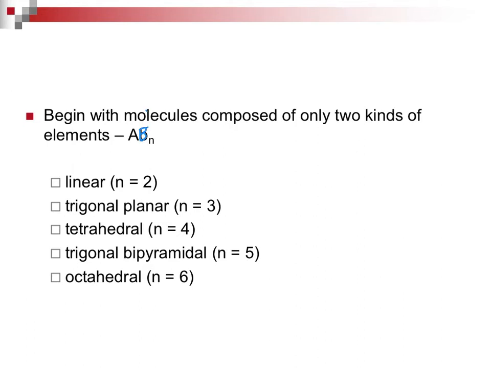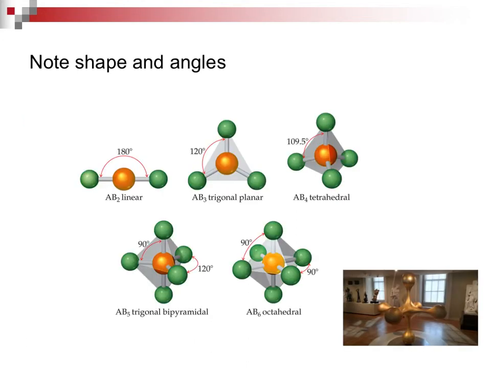We will say AB_n. If I have an AB2, it will be linear. If I have an AB3, it'll be trigonal planar. If I have a tetrahedral, it'll be AB4. If I have a trigonal bipyramidal, it'll be AB5. And if I have an octahedral, it will be AB6. That's what this section is trying to teach you. We will have only two kinds of elements, primarily in Chemistry 1210, and those are what their formulas look like.